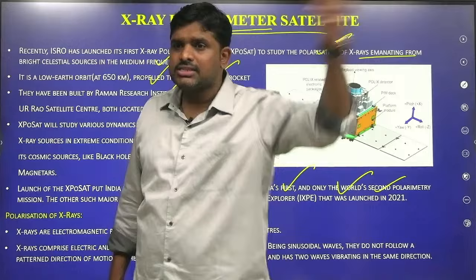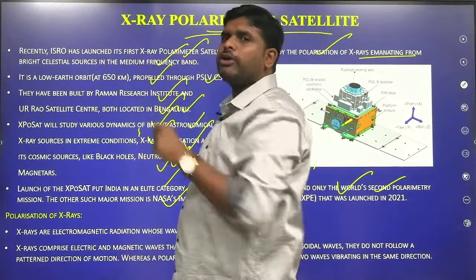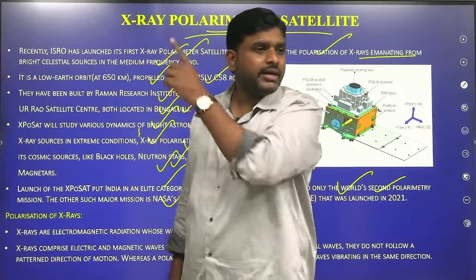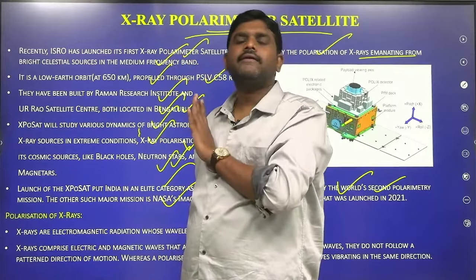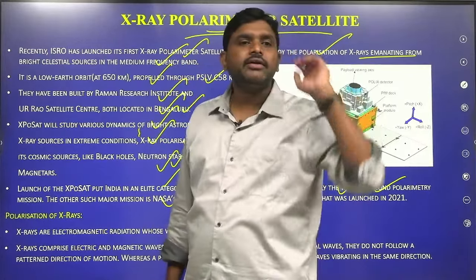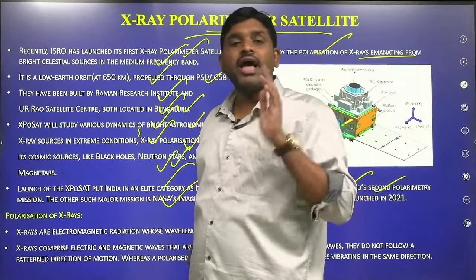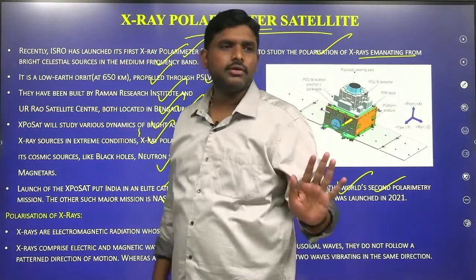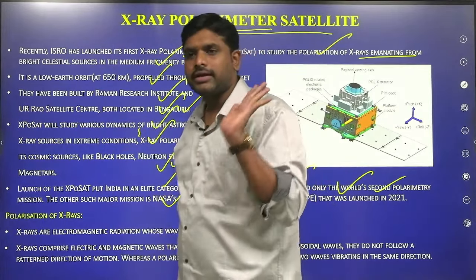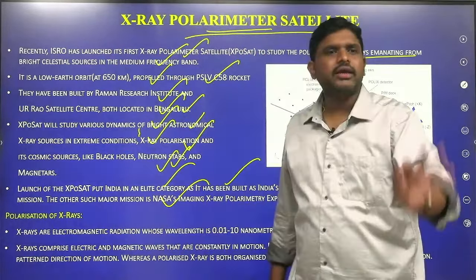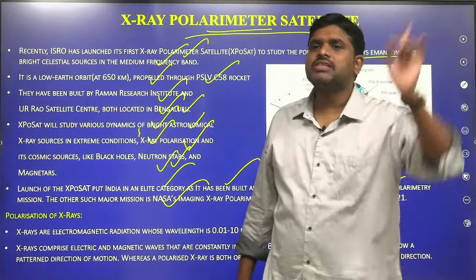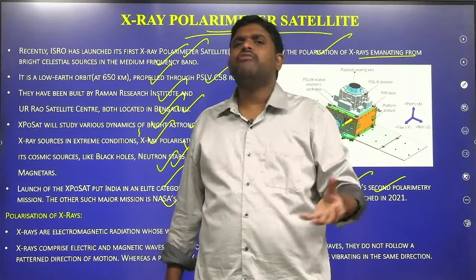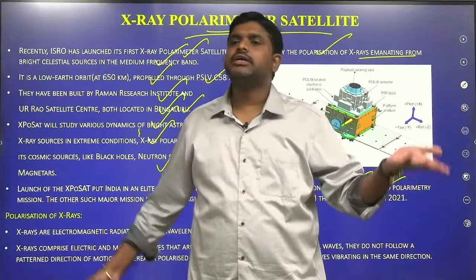So the X-ray polarimeter is the second; the first is NASA. What am I going to study? I am going to study the X-rays which are coming from celestial objects. Through which satellite? X-ray polarimeter. So earlier who did it? NASA. Now it is India. India's first mission is called the X-ray polarimeter satellite. It will study the strength of X-rays coming from celestial objects, so that I can capture it and study it. If it is useful, then I can use it for science and technology.